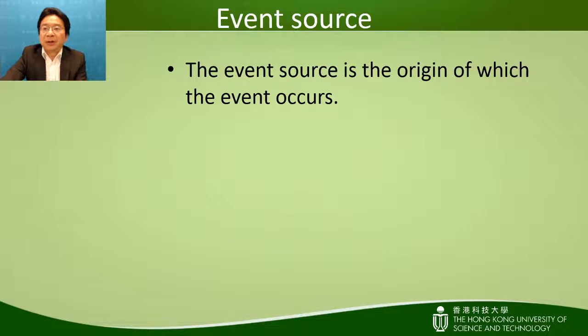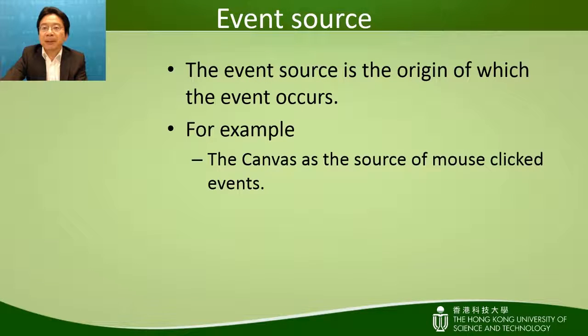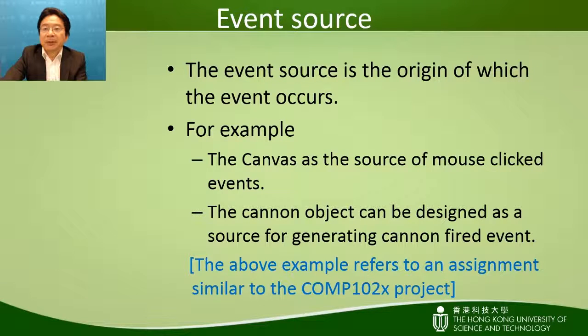The event source is the origin at which the event occurs. The event source is responsible for providing information of the occurred event to its event handlers or listeners. For example, we can set up a canvas as the source of the mouse click event. In the assignment that you are going to work on, the cannon object is designed to be a source capable of generating cannon-fired events.